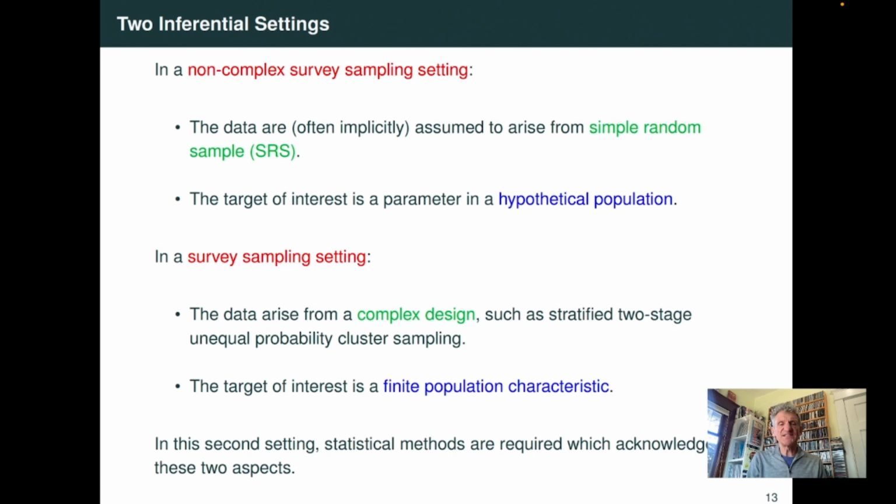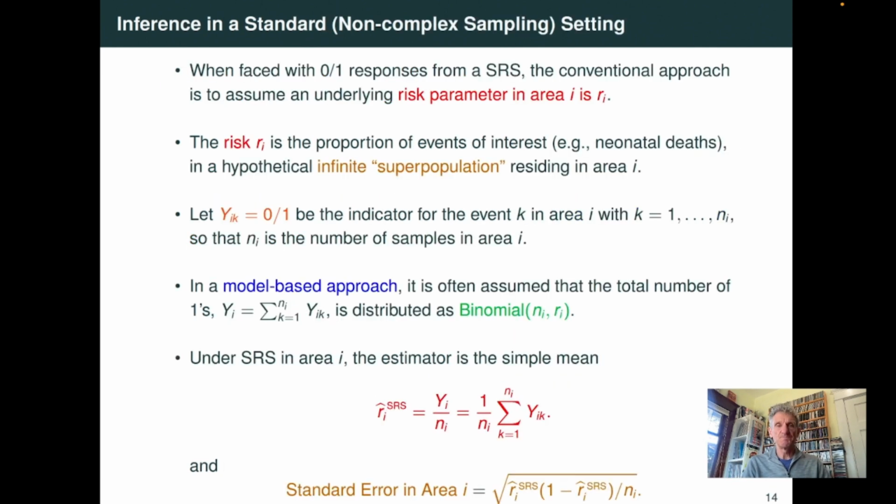So in a survey sampling setting, there's 2 things that are different. One is, rather than having simple random sampling, we have a complex design, such as we've just seen, stratified 2-stage unequal probability cluster sampling. And then rather than a characteristic from a hypothetical infinite population, we think of a finite population characteristic. And in this second setting, we need to think of specific methods which will acknowledge those 2 aspects. So here's back to the non-survey sampling setting. So suppose now we're interested in, let's say, neonatal death. So we imagine in this setting, we take a simple random sample from some hypothetical infinite population.